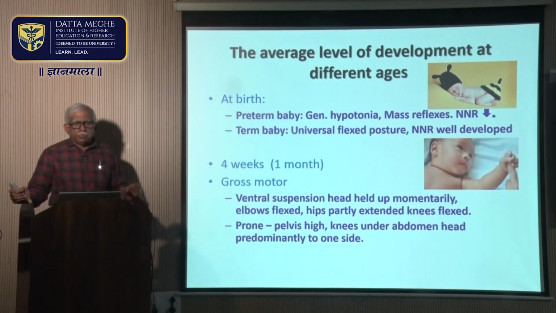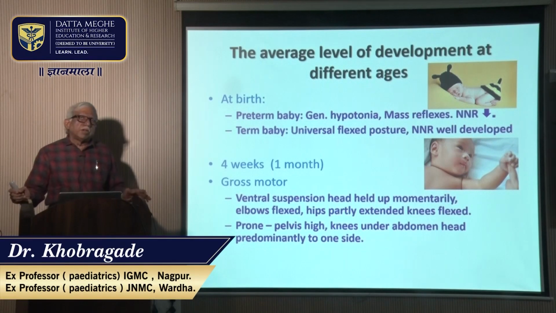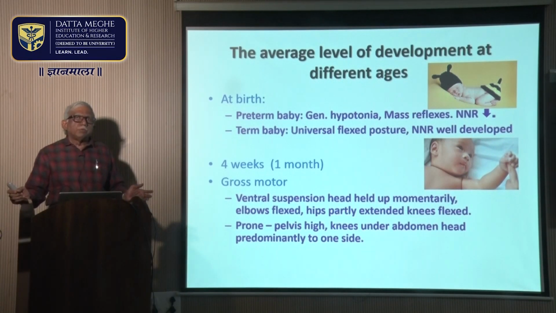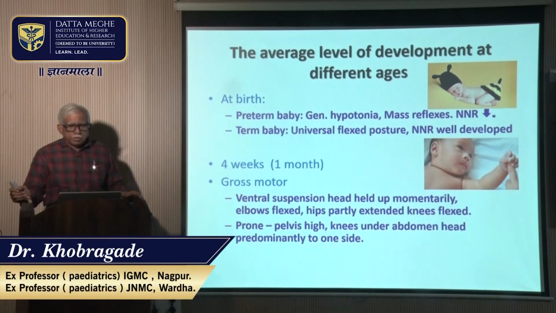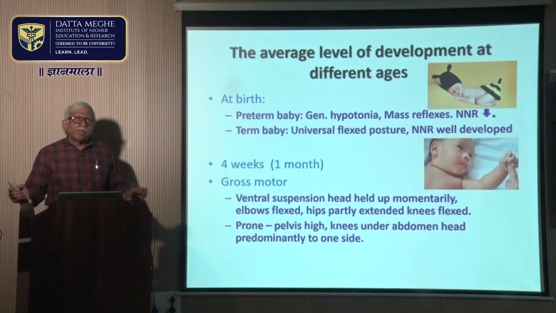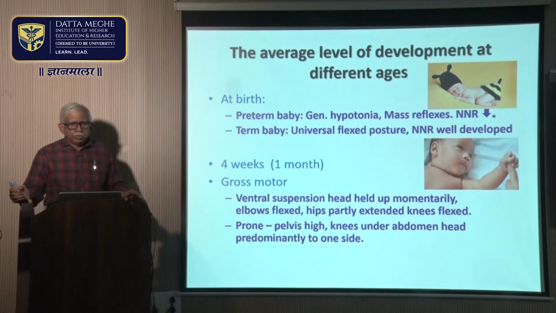Coming to birth, you find that the preterm baby is born with a generalized hypotonia. She lies in a frog-like posture when in a supine or even in a prone posture. And there is a mass reflex. Whenever a small sound is created, the child moves a lot. The neonatal reflexes are very primitive, not well developed, and absent most of the time. In the term baby, on the contrary, you find that there is an increased flexion tone, that is universal flexed posture, and the neonatal reflexes are well developed in full term babies.